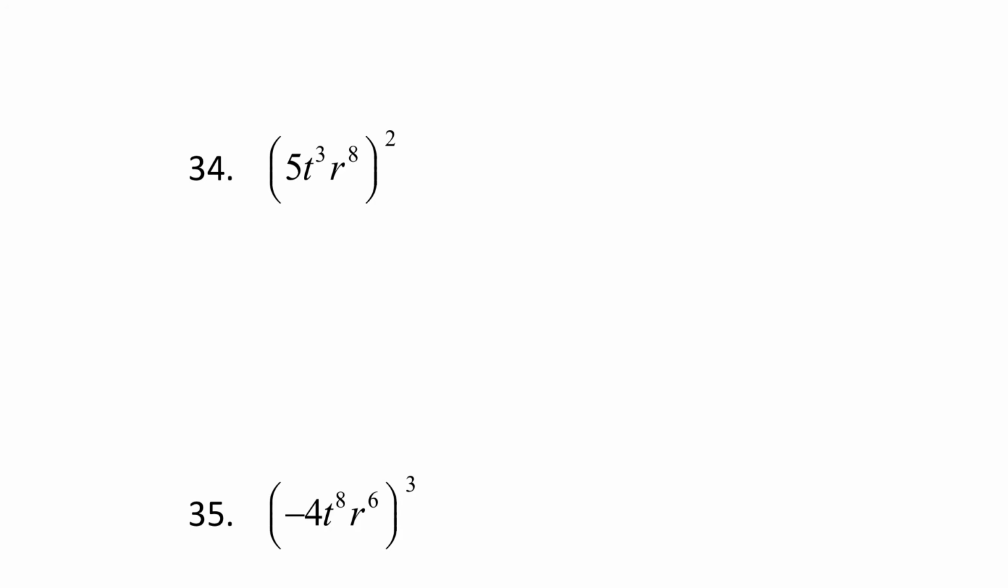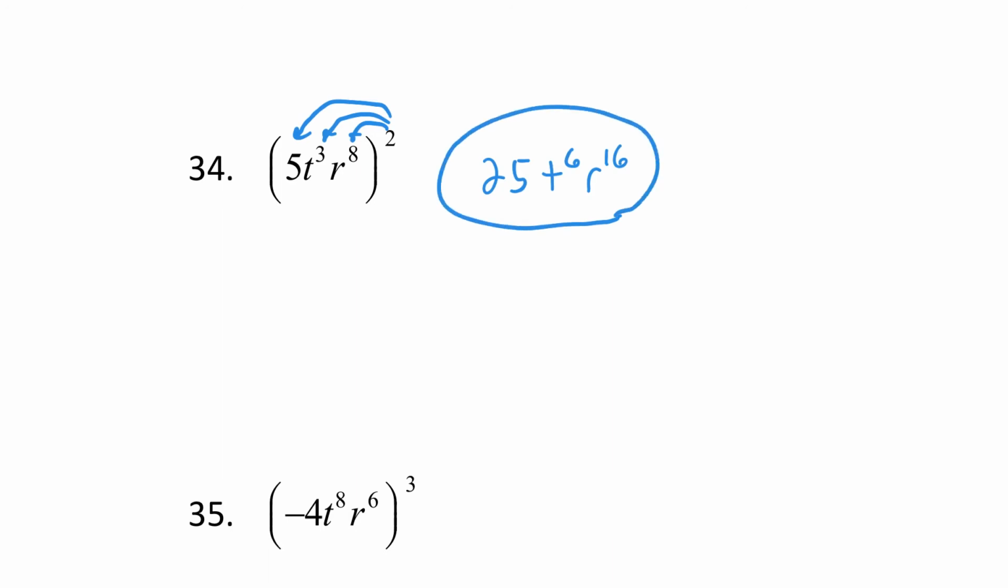5t to the 3rd, r to the 8th. Everything is going to be raised to the 2nd power, or squared. The 5 will be squared, that's 25. T to the 3rd will be squared, which means multiply: 2 times 3 is 6, so t to the 6th. And r to the 8th will be squared, so that's r to the 16th. So 25 t to the 6th, r to the 16th.